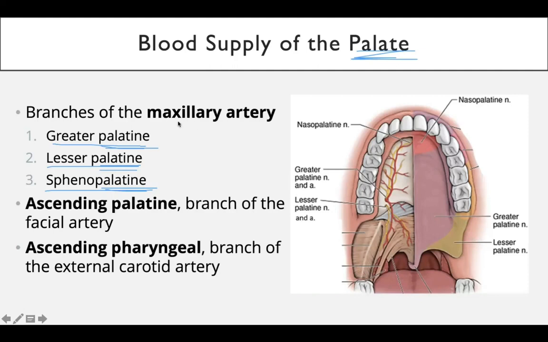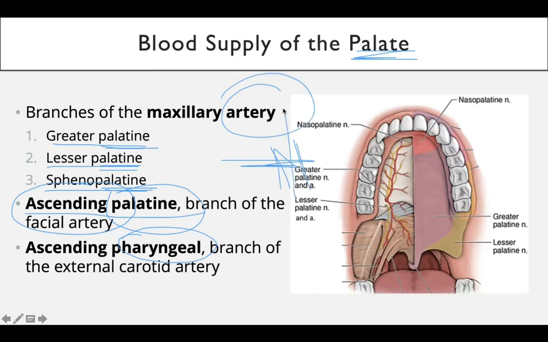Other than the maxillary artery, there is the ascending palatine, because the palate is on the roof of the oral cavity, ascending on the upper side, so there should be an artery. This is how we remember ascending palatine. And if here is the pharynx and here is the palate and we need to ascend towards the palate, then there is also the ascending pharyngeal. That's how we remember.